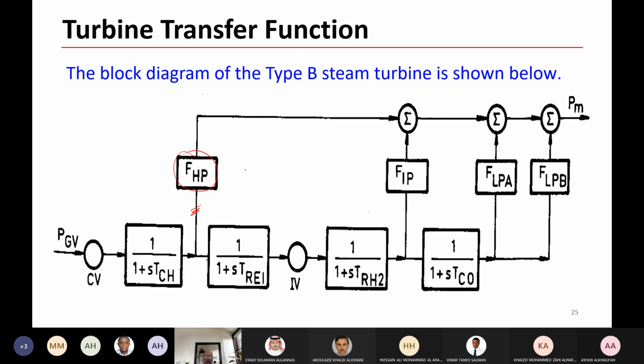This is the friction of the total mechanical power. So this could be, as we mentioned, 20%. And after the reheat, you have the intermediate pressure section. This is the contribution of the intermediate pressure section, let us say 30%. And you have the crossover to 2 sections here, A and B, and each one probably will provide 25% of the mechanical power. So the mechanical power equals the summation of FHP plus FIP plus FLPA plus FLPB.